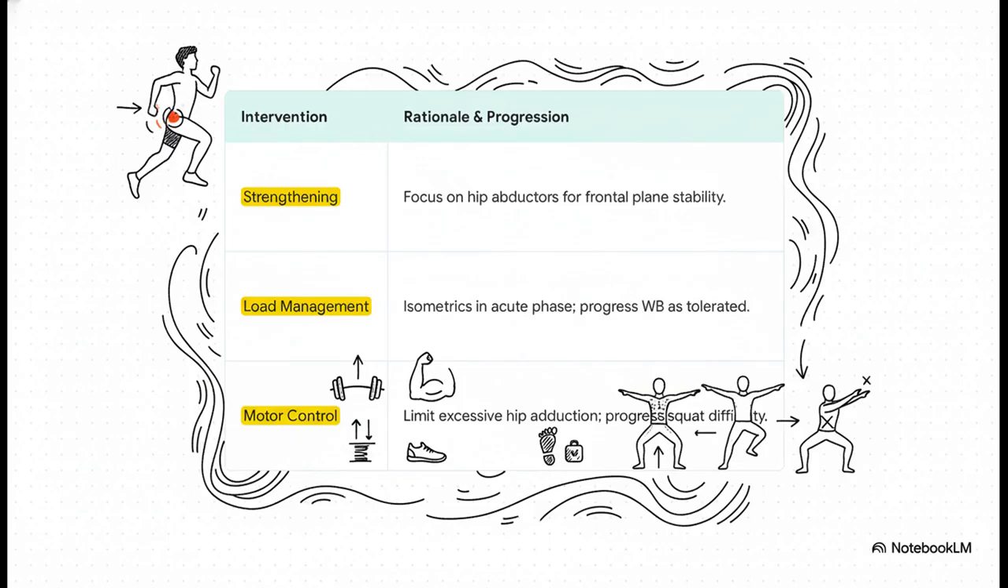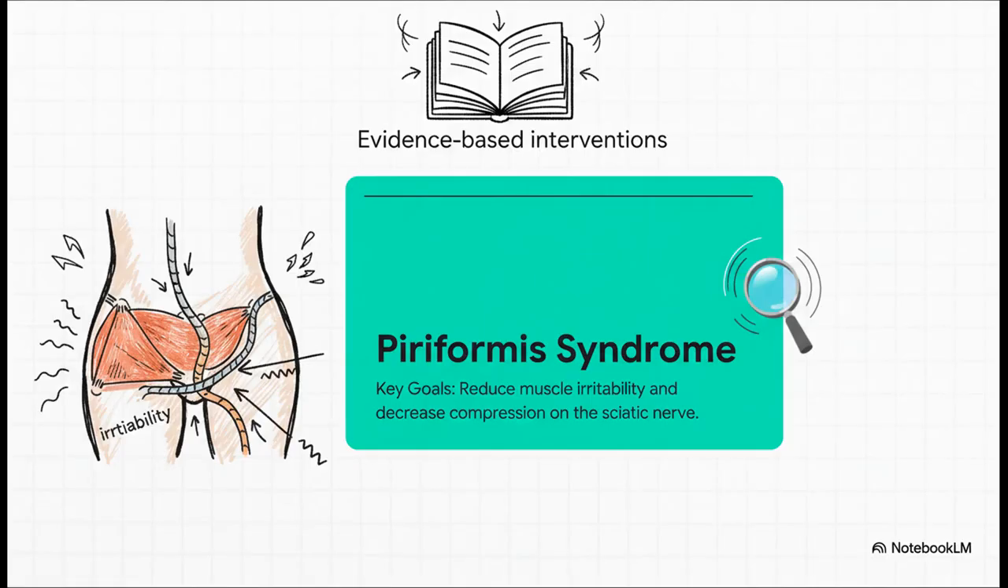A really beautiful progression for this is to go from a double leg squat to single leg balance and then finally to a single leg squat. And you're just hammering that pelvic stability cue the whole time. All right, next up, piriformis syndrome. As soon as you see this diagnosis, 2 main goals should pop right in your head. Goal number 1, calm down that irritated piriformis muscle. Goal number 2, if the sciatic nerve is involved, we've got to decrease any compression on it.